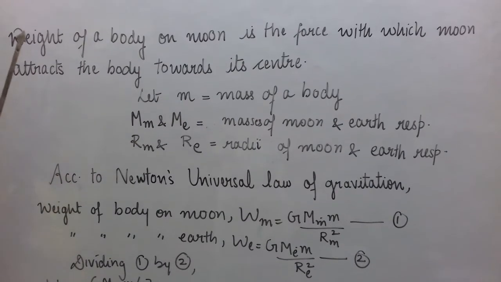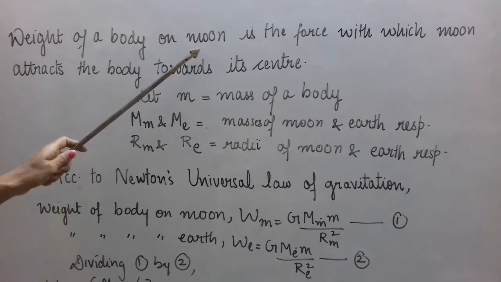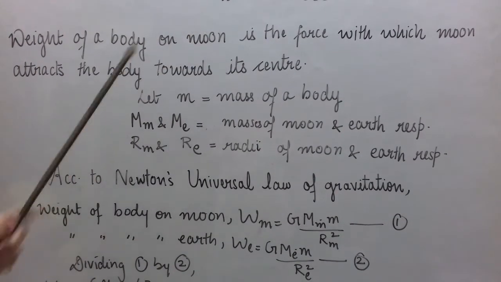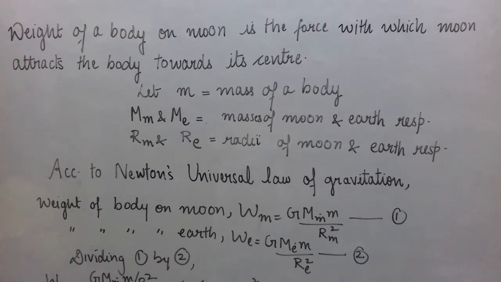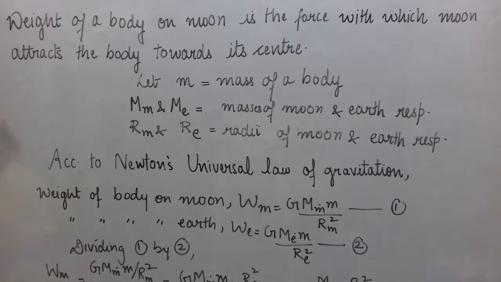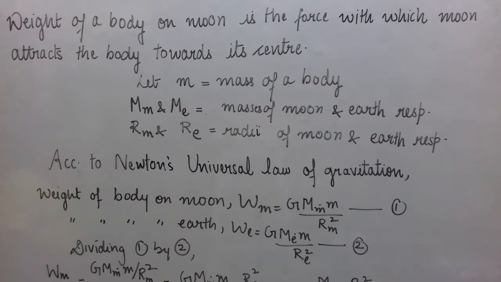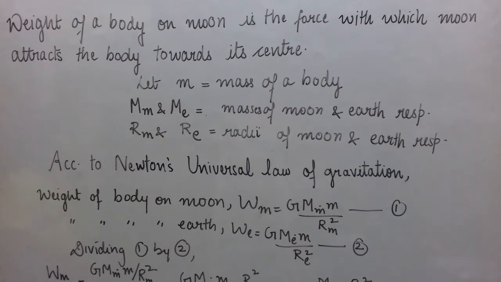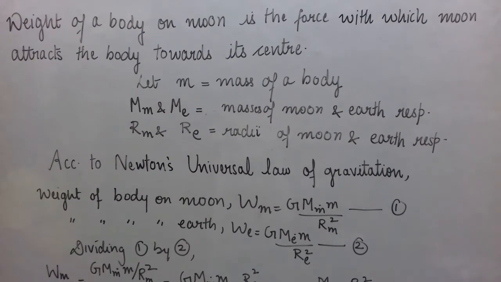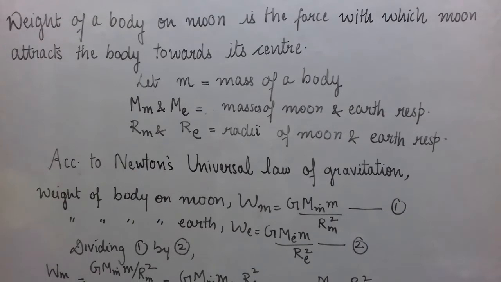So now if I ask you what is weight of a body on earth, you can say it is a force with which earth attracts a body towards its center. Let us compare the two weights. Let us consider the same body. First it is lying on the surface of earth and then near the surface of moon, then let us check how the weights vary.